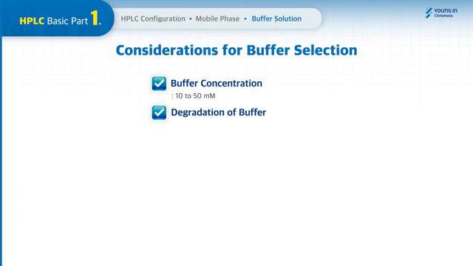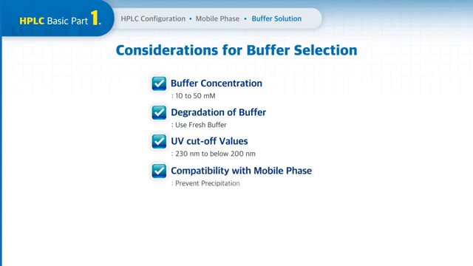Degradation of buffer. Some buffers degrade with time, and their UV absorbance increases. Mobile phase containing these buffers should be made fresh. UV cutoff values. Buffer should be transparent enough at the wavelength of detection. The UV cutoff of commonly used buffers is from about 230 to below 200 nanometer.